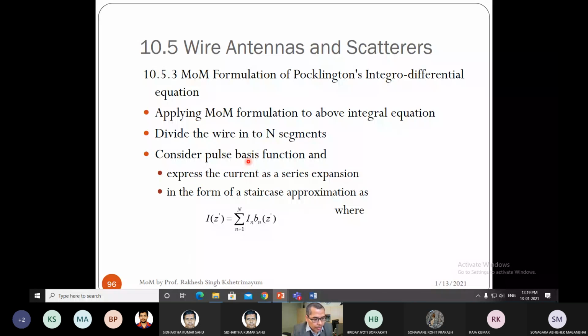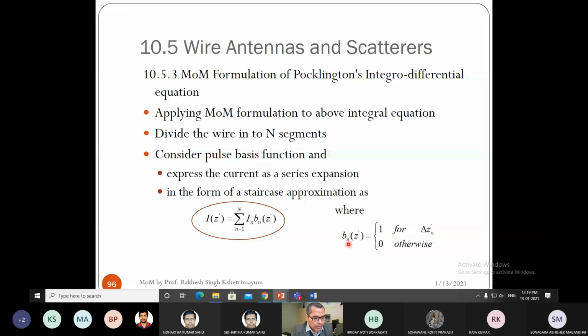So we'll use the simple pulse basis function here again to approximate the unknown current density Iz dash in terms of basis functions In Bn(z dash), n going from 1 to capital N, where Bn is a pulse function. The pulse function is defined over the interval delta Zn dash. Over that interval, the pulse function will be 1, and outside that it will be 0.